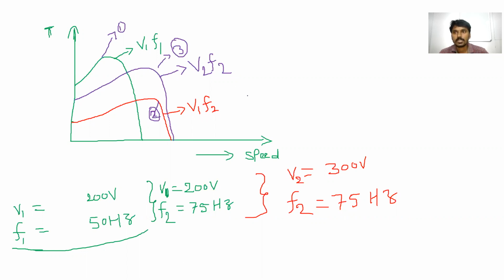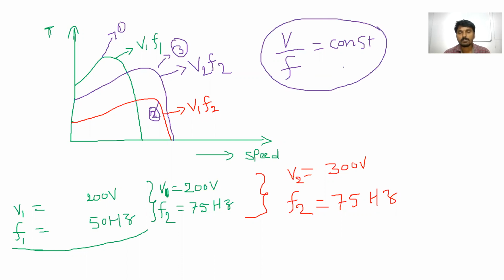In order to make the torque constant, we are going for the V by F equal to constant method. In order to get the constant torque, for operating at constant torque up to base speed, we are going for the V by F equal to constant method. Clear?